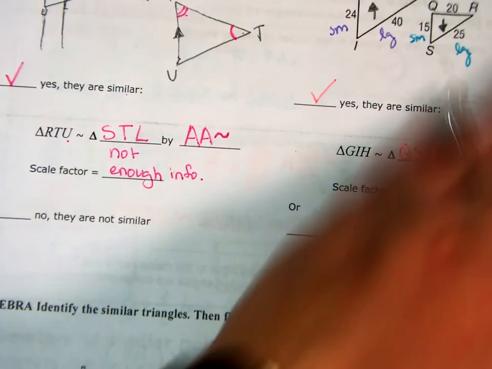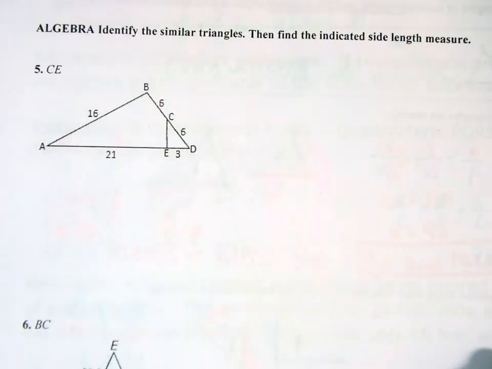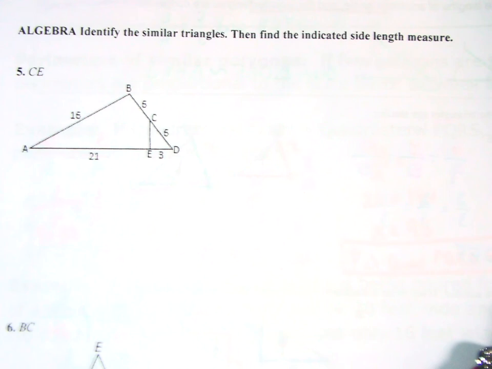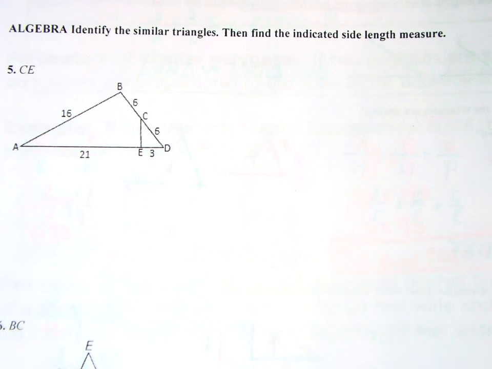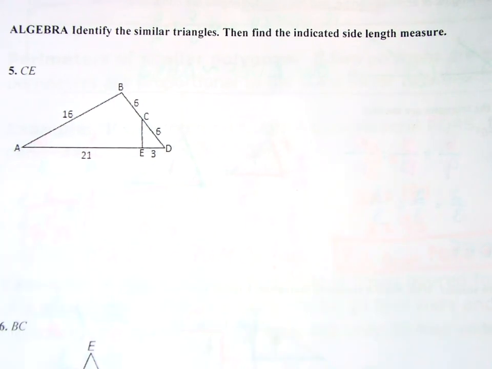Flip this around, make this a little easier for myself. Okay, so here I have another set of nested triangles. And I want to do two things. One, I want to identify which triangles are similar. Okay, so I want to make my little similarity statement. Triangle ABD is similar to what? And then I want to find the indicated side length. So then I want to find CE. How long is this little piece right here?